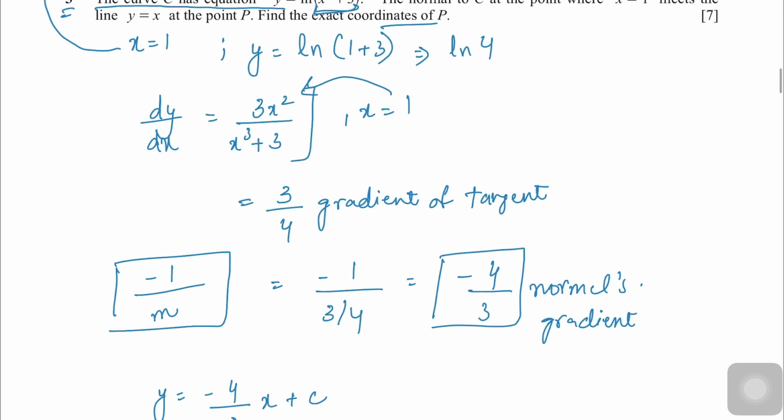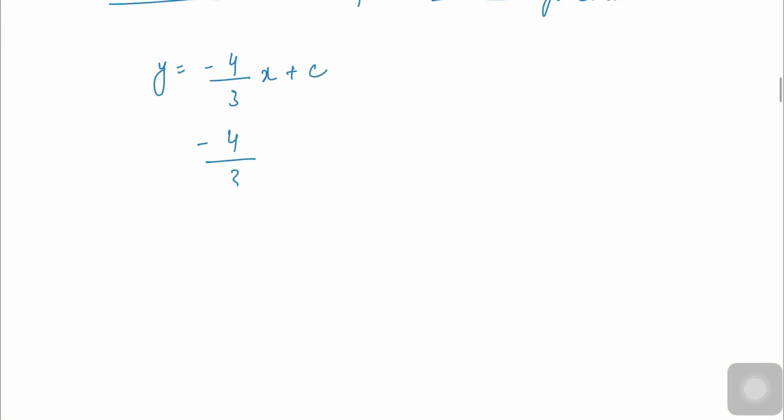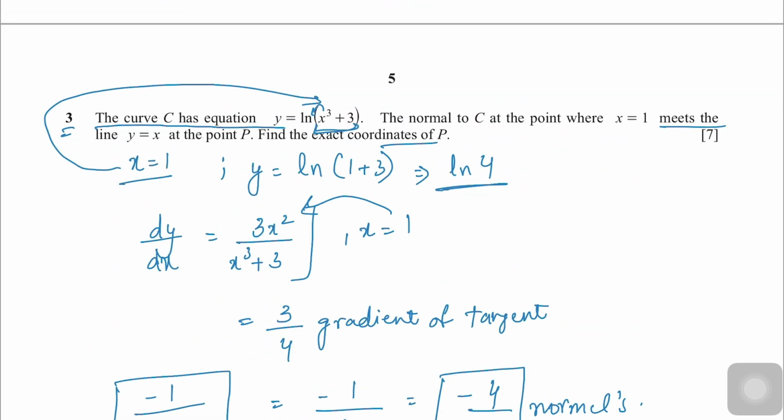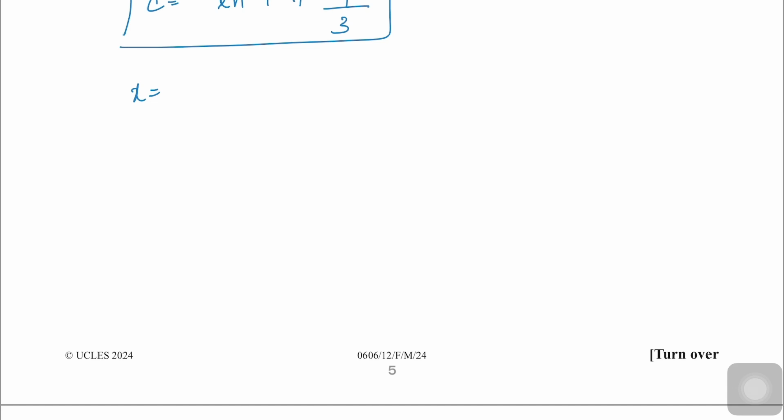We had our x as 1 and y as ln 4. So this would be negative 4 over 3 into 1 equals ln 4 plus c. Our c would be ln 4 plus 4 over 3. And since these two lines meet, y equals x. We can write this as x. So we will be getting x equals negative 4 over 3 x plus this c. This would be ln 4 plus 4 over 3.